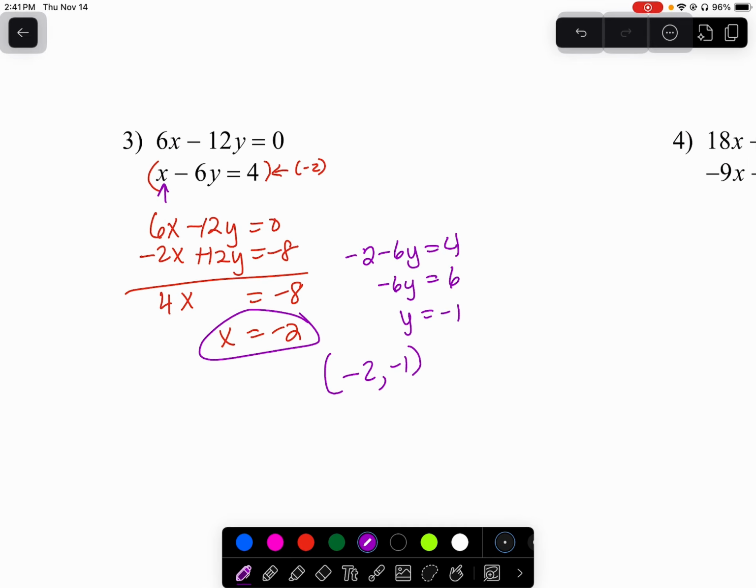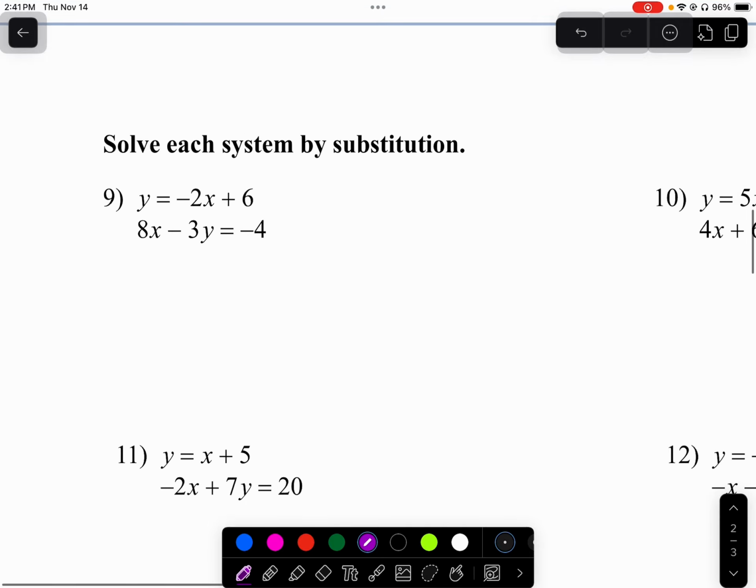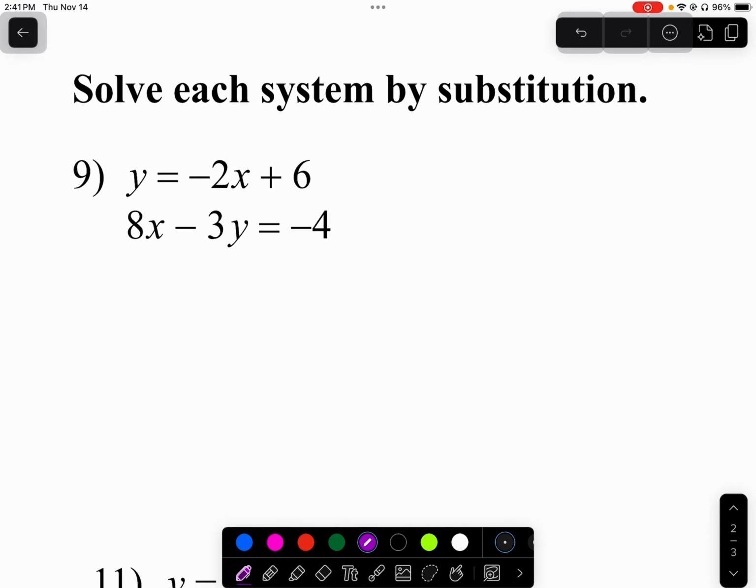So that method there is elimination. Please do the other two by the end of class. And then now let's do substitution. Now, substitution is usually a method that, well, it's good. It depends on what you're trying to accomplish.